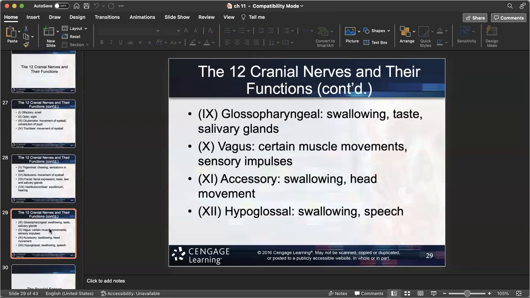Cranial nerve number 12 is the last cranial nerve. It's the hypoglossal nerve, responsible for moving our tongue, and for this reason, responsible for our ability to speak.